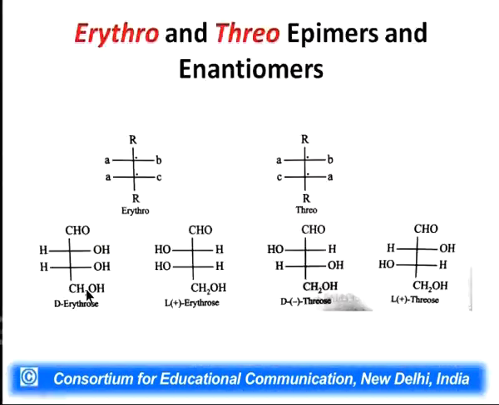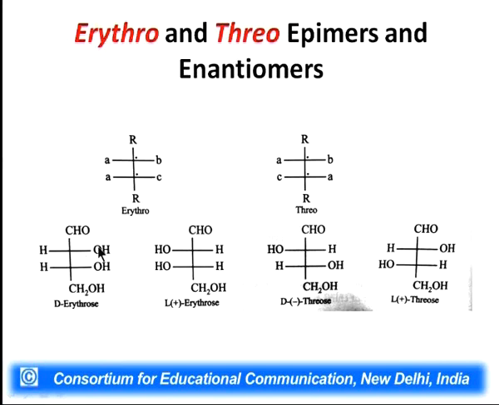I have already clarified the difference between erythro and threo epimers. I'll just quickly go through this again: if I talk of D-erythrose and L-erythrose, these are enantiomers. That is, they are optically active isomers which are non-superimposable mirror images of each other. Whereas if I compare D-erythrose with D-threose or D-erythrose with L-threose, please remember these are epimers. That is, they are not mirror images of each other, and they differ in configuration only at one carbon.